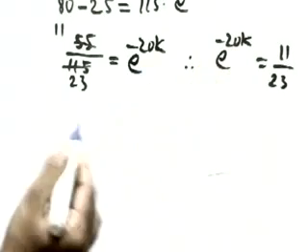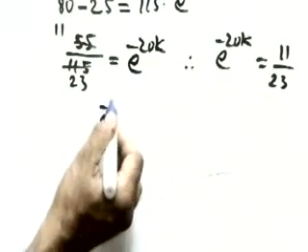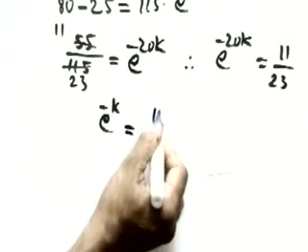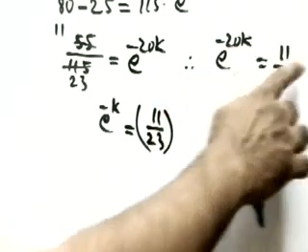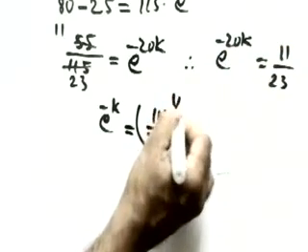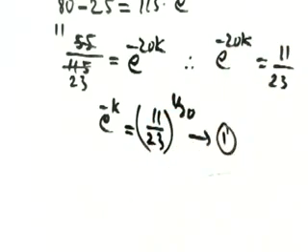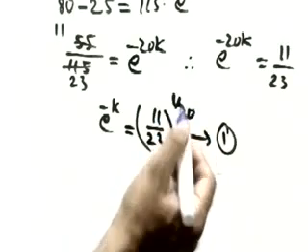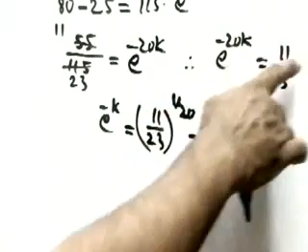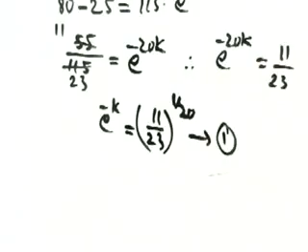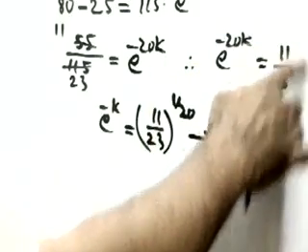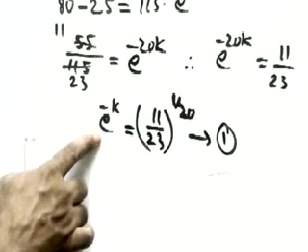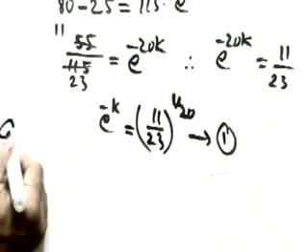Let me change it a little bit here. We can write it like this: e power minus k equals 11 by 23 whole power 1 by 20. If we bring 20 from here to the other side, it becomes 1 by 20. Let me note this as 1. Watch here: if we bring this 20 to the other side, it will be 11 by 23 whole power 1 by 20. So we got the value of e power minus k.